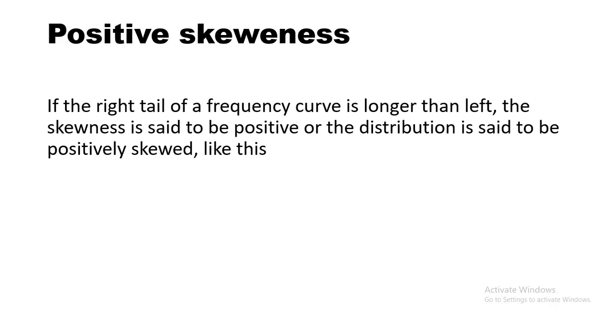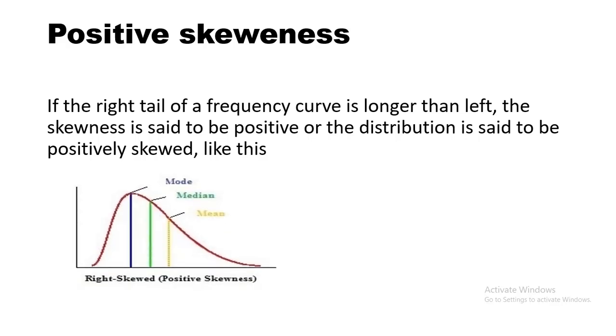Now there are three types of skewness. The first we are talking about is positive skewness. If the right tail of a frequency curve is longer than the left, the skewness is said to be positive, or the distribution is said to be positively skewed. This is how a positively skewed distribution looks, in which most of the values lie at the beginning of the distribution, or the outliers lie at the tail of the distribution. This is basically called positively skewed.